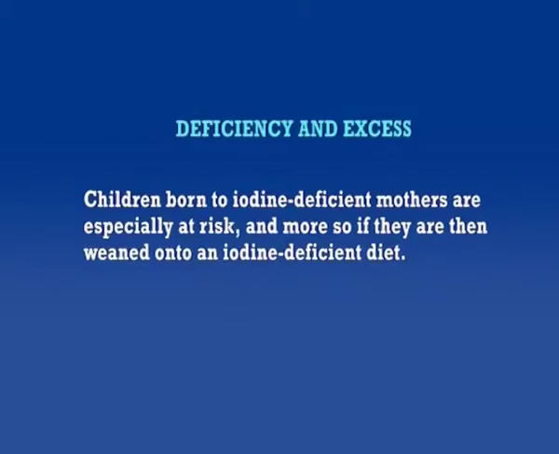Thyroid hormones regulate metabolic activity, and people with thyroid deficiency have a low metabolic rate and hence gain weight readily. They tend to be lethargic and have a dull mental apathy. Children born to iodine deficient mothers are especially at risk, and more so if they are then weaned onto an iodine deficient diet. They may suffer from very severe mental retardation, also called goitrous cretinism, and congenital deafness.